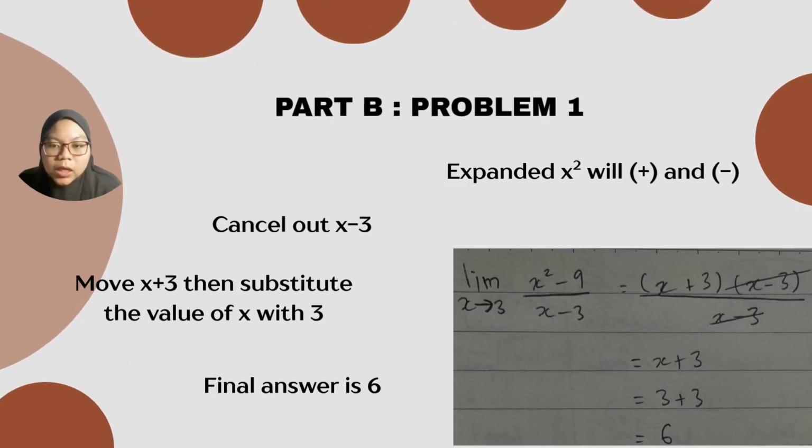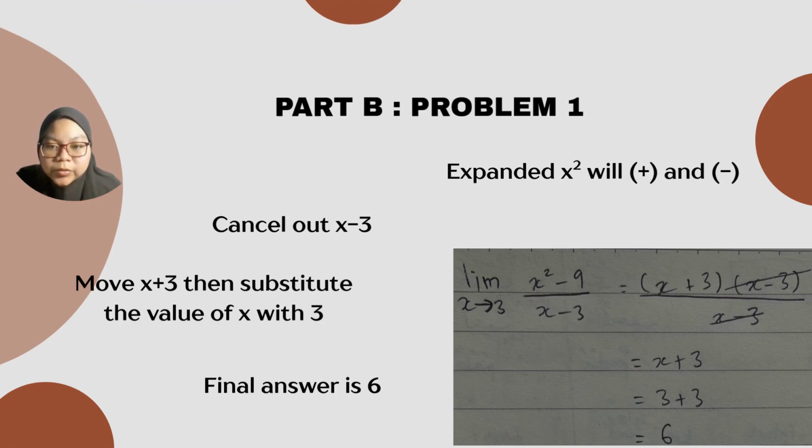Okay, so part B, I will solve problem 1. The first thing, I will expand that x squared, which has plus and minus, so x plus 3, x minus 3 over x minus 3. So I will cancel out x minus 3 up and down. And then I will substitute into x plus 3.